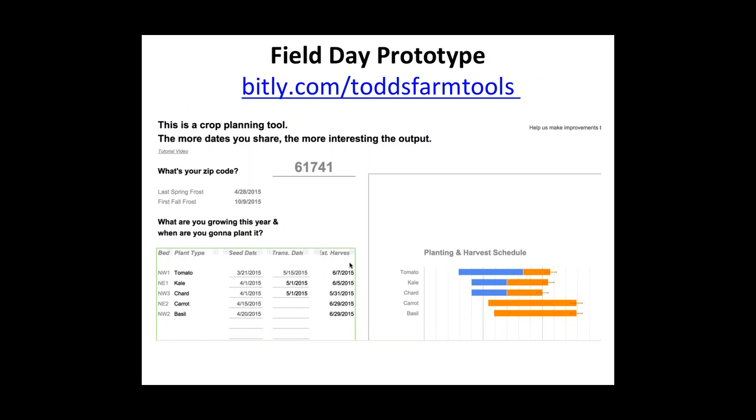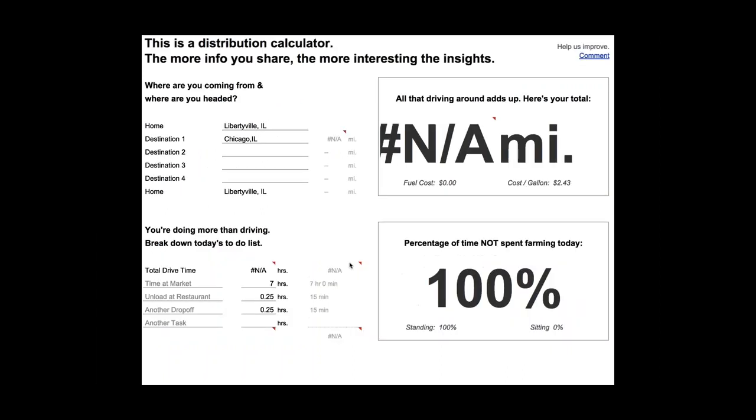Right now there's some prototypes at this website, Todd's Farm Tools. At this website you can get a sense of what it might look like in the future. Again, these are just prototypes, and so it's liable to change in terms of the features and functionality and the visuals. You plug in your zip code, and it automatically gives you average first frost and average last frost for fall and spring for your location, which can help guide you in terms of your seeding and transplant dates as you're making a plan.